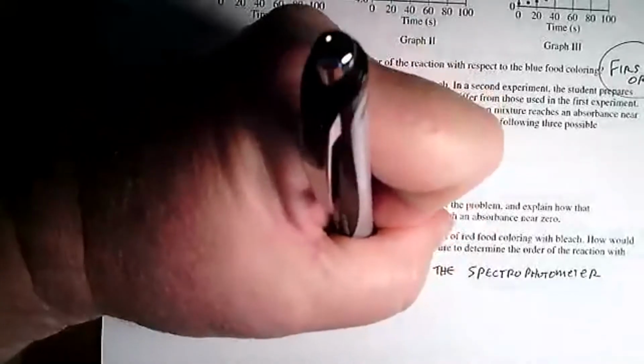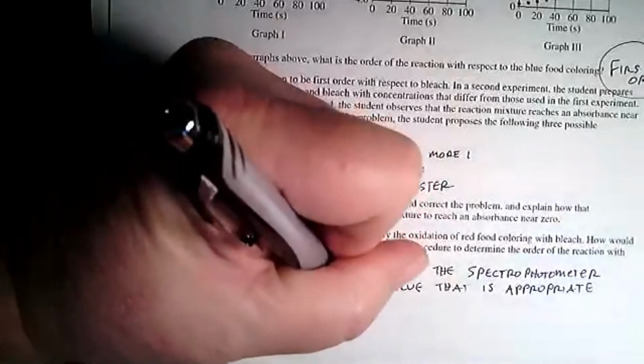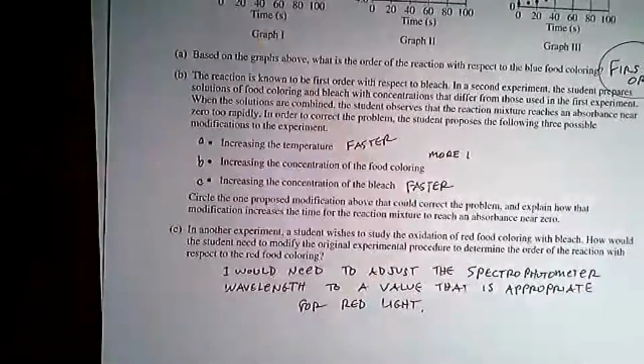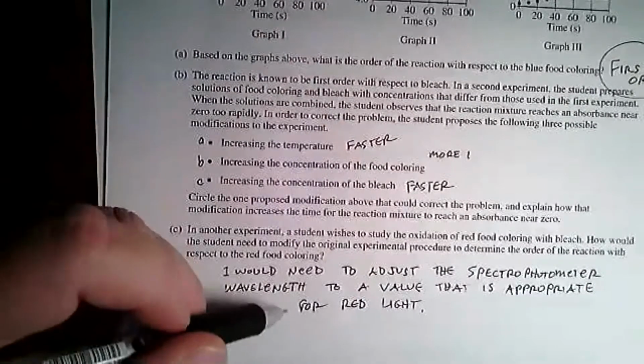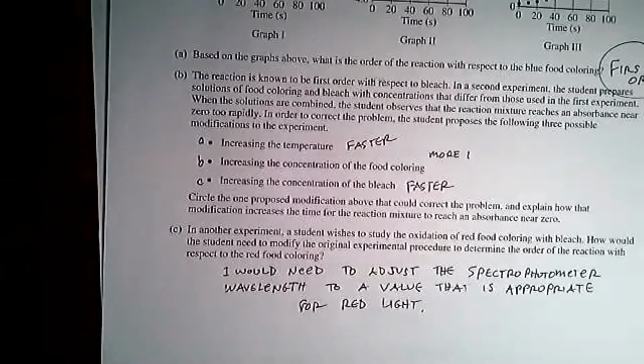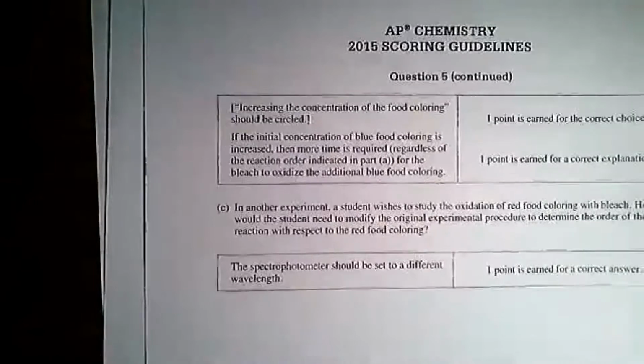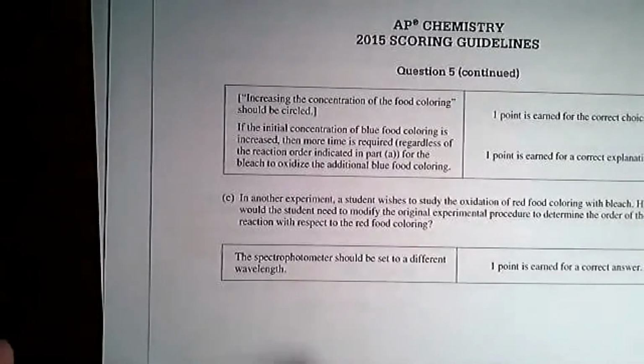to a value that is appropriate for red light. So again, I'm saying how I would modify it, but I'm not saying the exact value. I think this is going to be okay. Maybe I'll be wrong. Let's see what they said in the guidance. Yeah, actually, it's pretty basic. The spectrophotometer should be set to a different wavelength. That's it. That's worth a point.